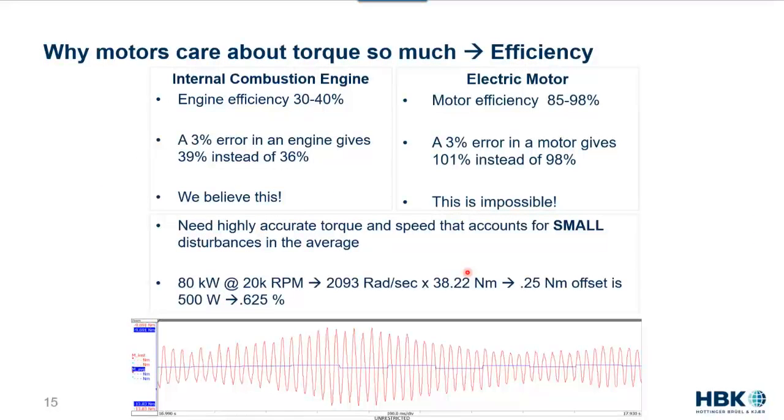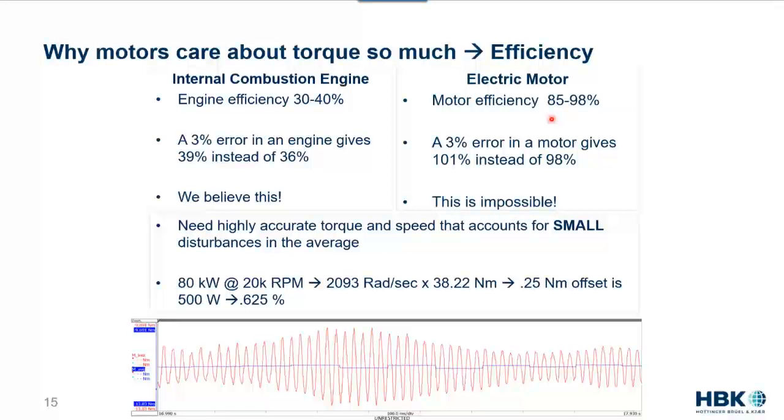So why is it so important to have an accurate torque measurement? One reason with electric motors is efficiency. With an internal combustion engine, engine efficiencies were only, say, 30 to 40%. So if we were measuring efficiency with a 3% error, maybe we measure 39% instead of 36%, not really a problem. We still believe this, it's a reasonable result.